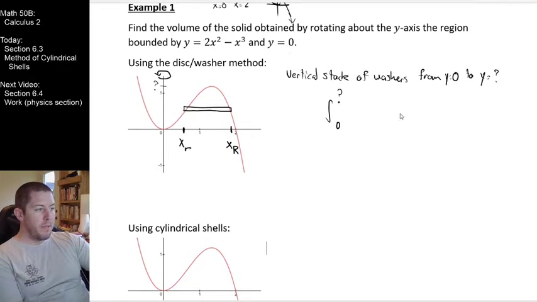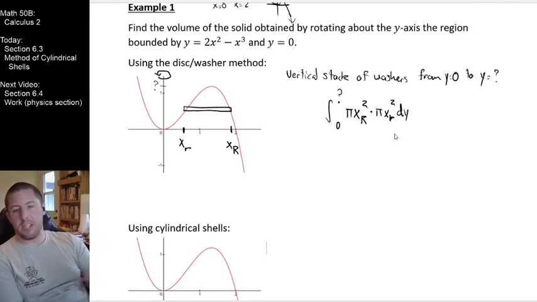I know that this is going to be a dy integral. And I know that my expression for our washer area is going to be pi times our big R squared, which for us is x sub R squared, minus pi times our little radius squared right there. So we know that these radii are actually x values. I'm still tracking them with capital R and lowercase r, but I know that these are x values.